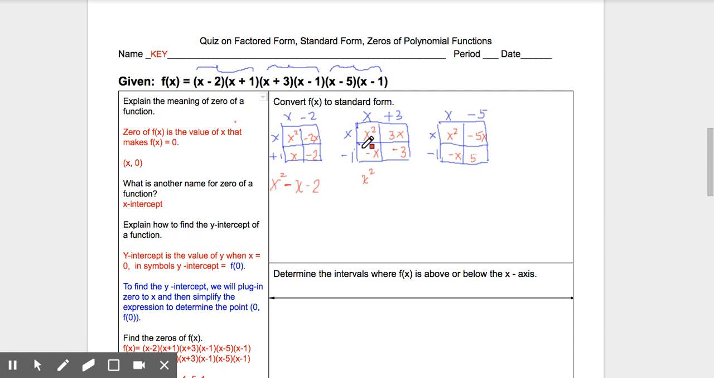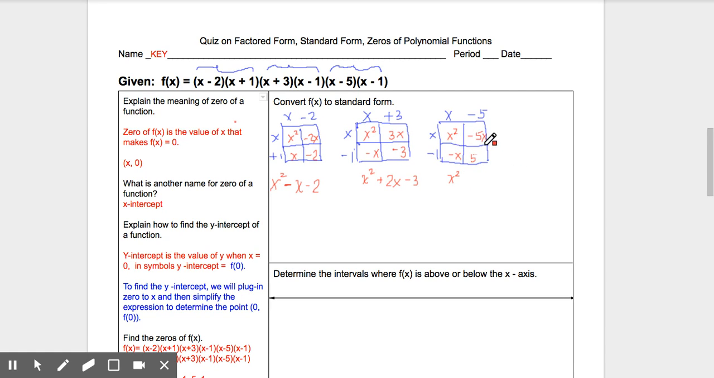Now 3x plus negative 1x is going to be positive 2x. We have more positives here, so our answer is positive, and we subtract 3 minus 1. And then we bring down the minus 3. And then here we'll have x squared.